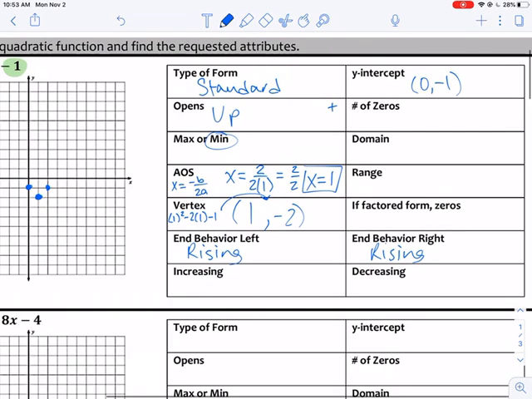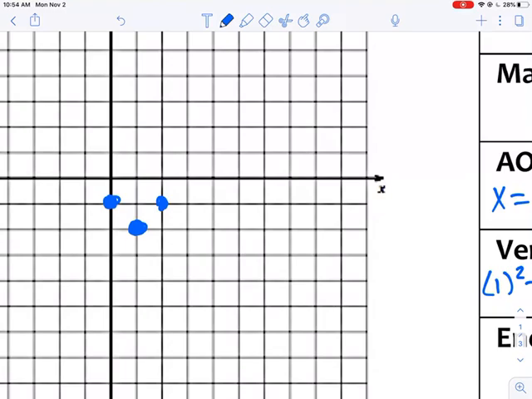All right, number of zeros here. Well, again, we know that it's opening up and it's under the x-axis, so we will have 2 of them. Domain is always negative infinity to infinity with a parabola. All right, so let's go ahead and just graph this.